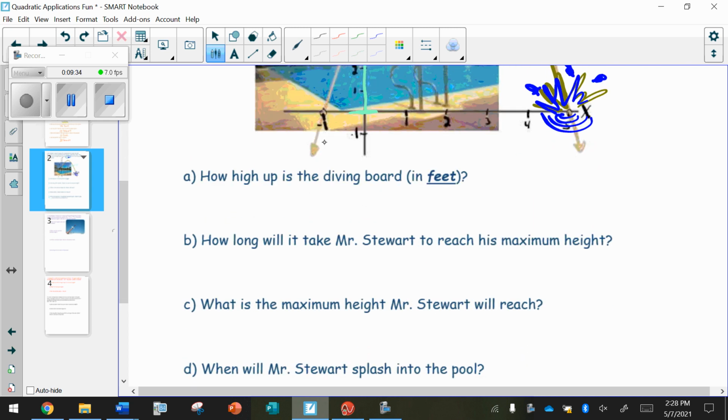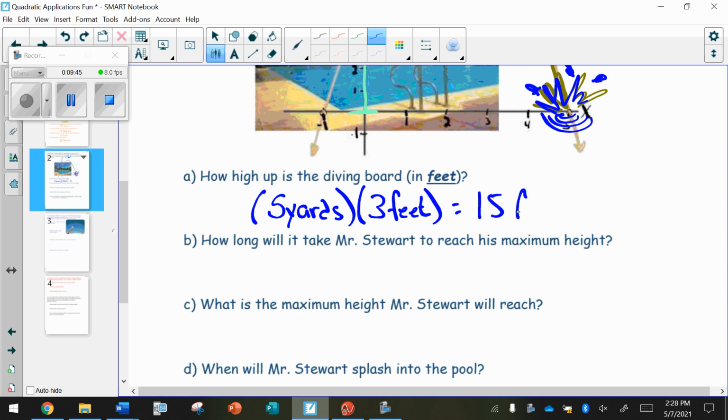So if we are 5 yards up and there's 3 feet per yard, that means we are 15 feet. By we, I mean me on the diving board. I am 15 feet above the water.